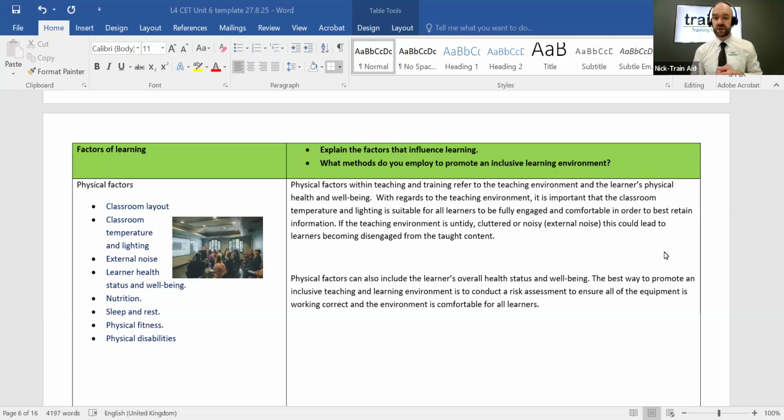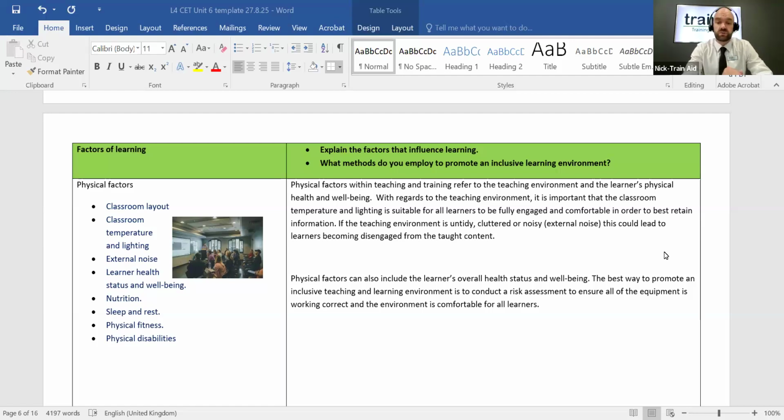As a teacher and trainer, we can do things such as carrying out a risk assessment of the training environment before we go in there. So checking for things like loose wires and cables, being able to monitor the temperature of the room, and making sure that if there are other classrooms going on around, hopefully there's no clash in terms of external noise that can lead to learners becoming disengaged from the taught content.